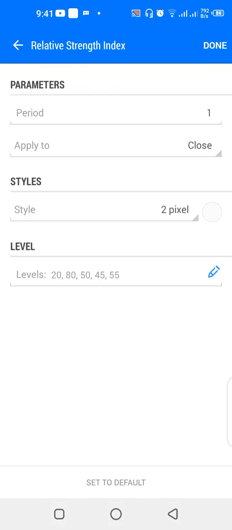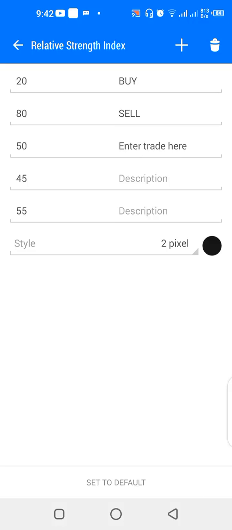Apply to close. The color of the style will match the background color of the chart. And the levels are 20 for buy, 80 for sell, 50 enter trade here. Then we have 45 and 55. And the color is black.